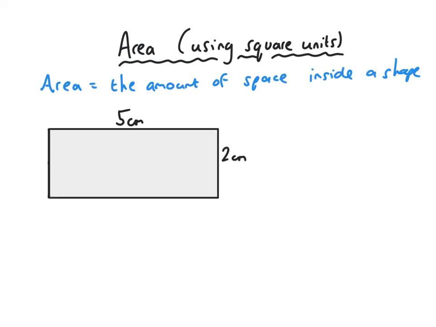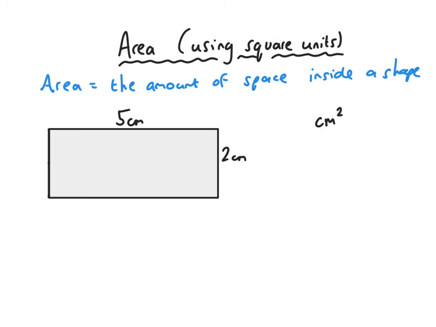The way we measure area is in centimetres squared or metres squared, depending on our measurement. My rectangle here is measured in centimetres, so I'm going to do centimetres squared. What that means is how many square centimetres could I fit inside this shape?